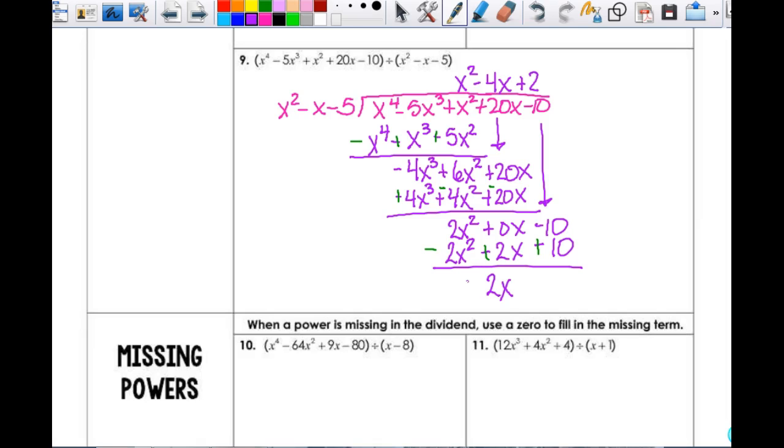So then my answer in the end is x squared minus 4x plus 2 plus, and then my remainder is 2x over x squared minus x minus 5.